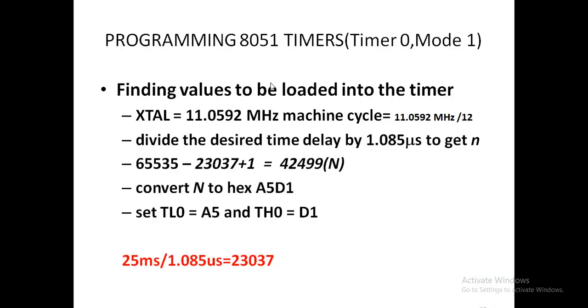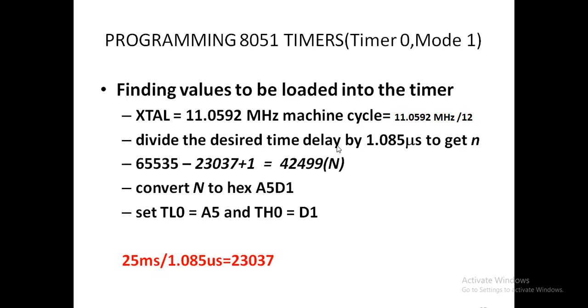For example, if they give a square wave, you have to divide by 2. What is the time you get? You have to divide by 1.085 microsecond, so it is equal to 23,037. 23,037 multiplied by 1.085 microsecond gives you 25 milliseconds. That is the meaning: I want 25 milliseconds, so you divide by 1.085, and this is the value I get. If you multiply with this, you will get 25 milliseconds. Now, how to find the hex value which will be loaded in TL0 and TH0?